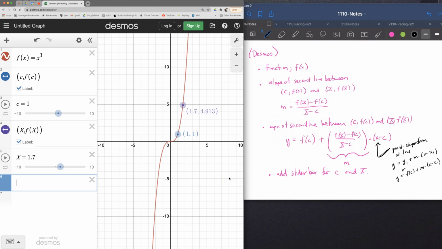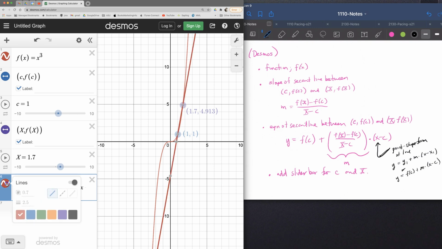So let's go ahead and do that now. That would be f of c, the equation of the secant line. That's the y value of the point, and you add on the slope of the secant line, which is the change in the y values, divided by the change in the x values, and then we multiply that by, times x minus c. Okay. So, parentheses. There we go, there's my parentheses.